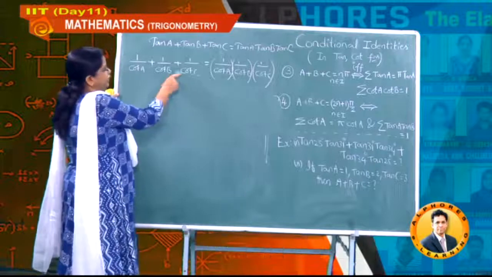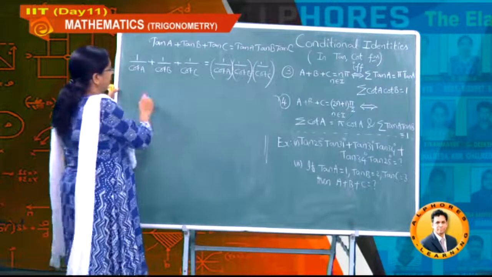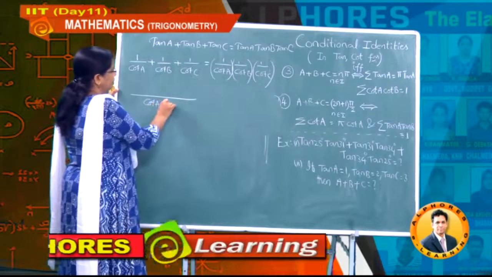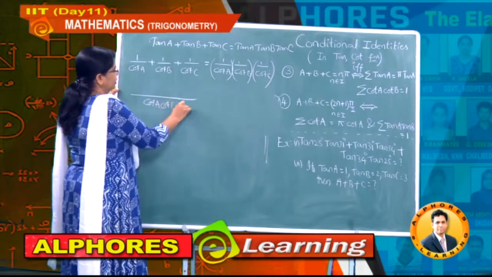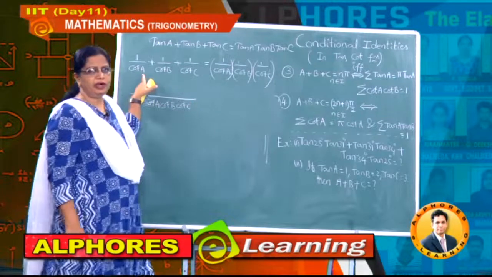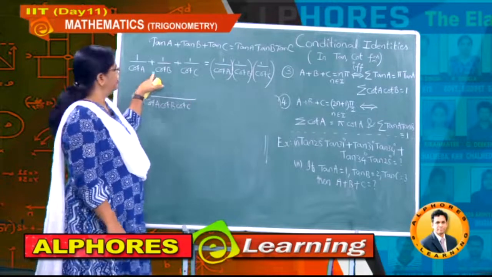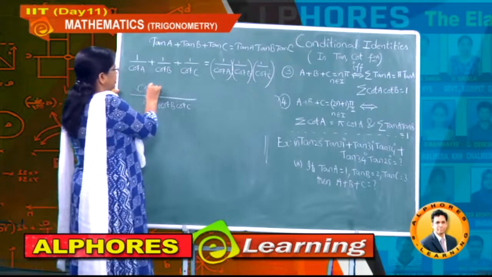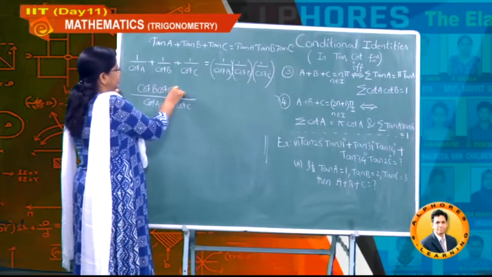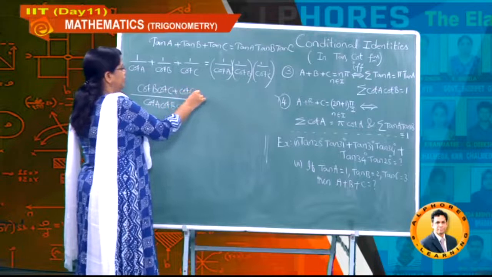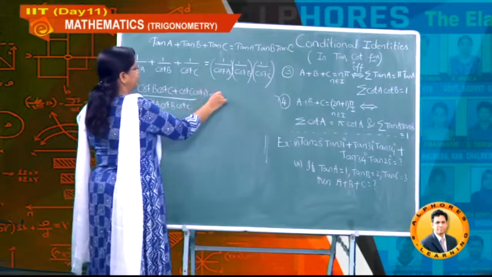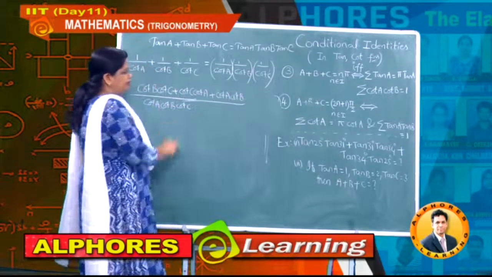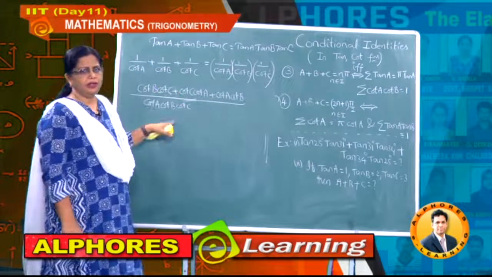Now let us take the LCM on the left hand side. So the LCM is nothing but cot A, cot B into cot C. Now here only cot A is present. Therefore, what should be the other term you have to write? The product cot B, cot C, plus cot C, cot A, and next value plus cot A, cot B. Got it students? So this is the value you got after taking LCM.